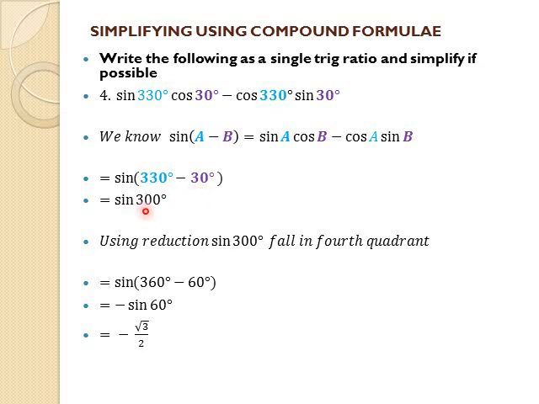Now 300 falls in the 4th quadrant, between 270 and 360. So using reduction in the 4th quadrant, sine (360 minus 60). According to the CAST rule, in the 4th quadrant only cos is positive, so sine becomes negative. So that gives me negative sine 60, which then equals negative square root 3 over 2.